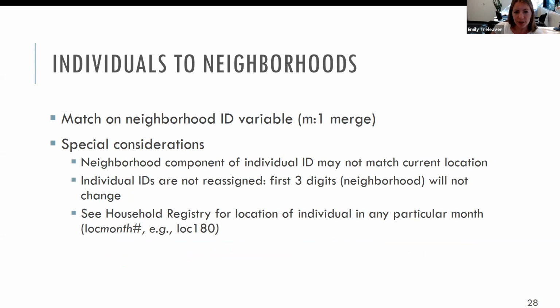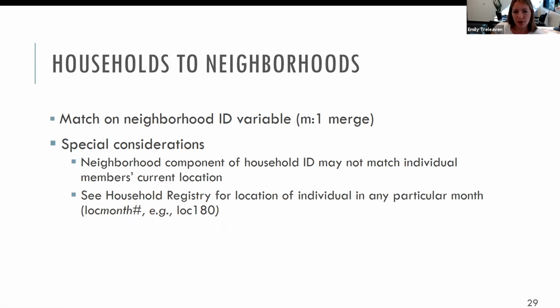To merge individuals to neighborhoods, we can again do a many-to-one merge. And similar to households, the neighborhood component of an individual's ID may not match their current location because they are also not reassigned after a person moves. So again, the user should check the household registry for the location of a specific individual in a given month. This can be done using the location variable, for example, loc 180, to find the exact location of an individual in month 180.